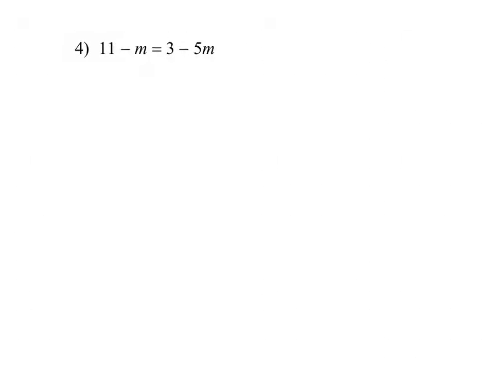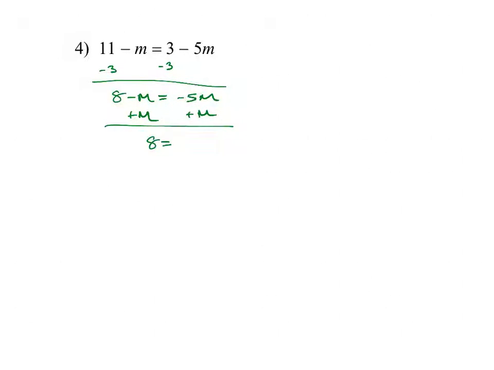So this one I'm going to start by combining. So I have minus 3, so I have 8 minus m equals negative 5m plus m on both sides. So 8 equals negative 4m. And now I'm just going to divide by negative 4. So m equals negative 2.